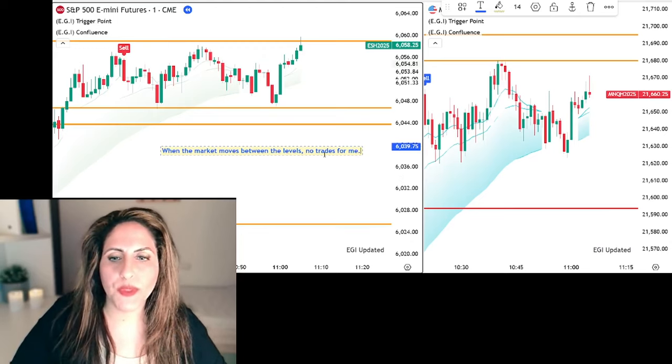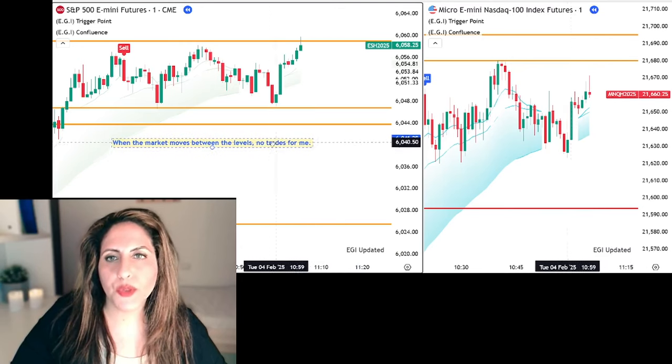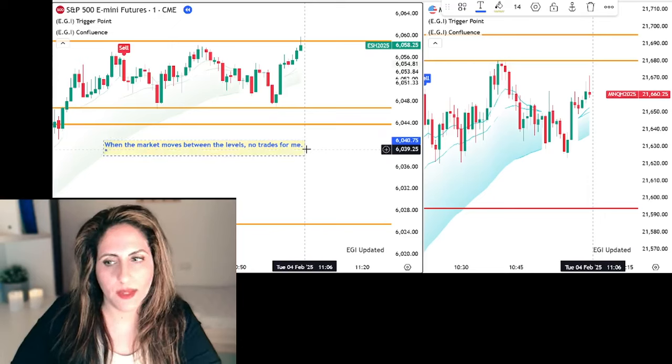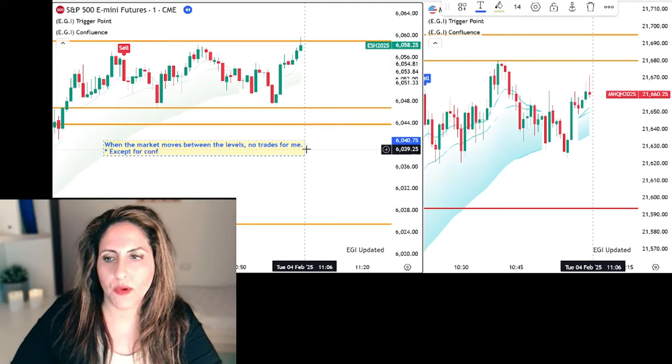When the market moves between the levels, I usually don't take any trades, except for confluence signals generated at the same time on both.